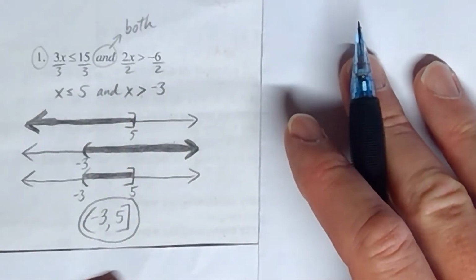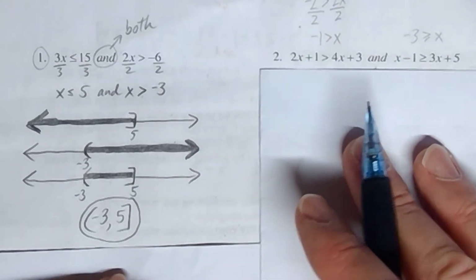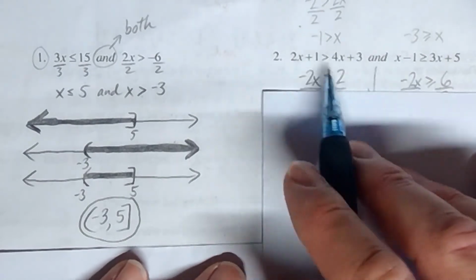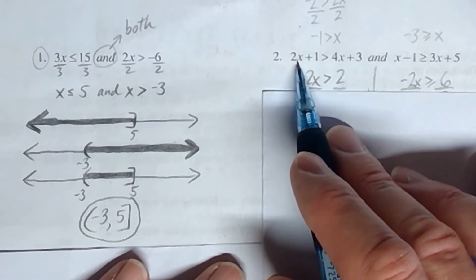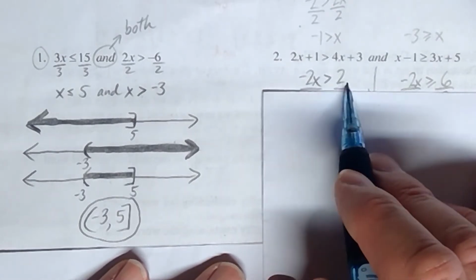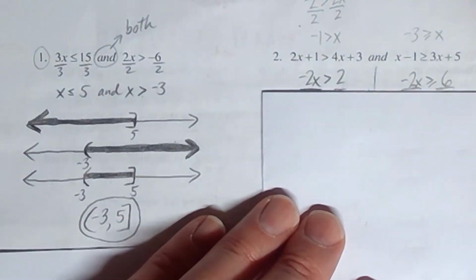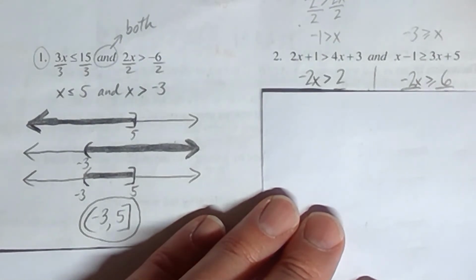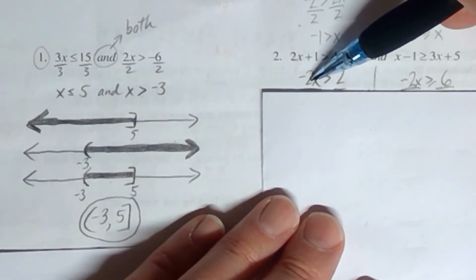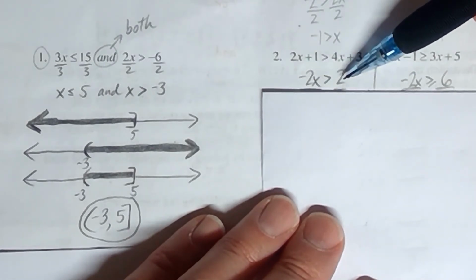Let's take a look at number 2 now. Number 2, if we solve these, I went ahead and moved the 4x over with the 2x and the 1 over with the 3. And I ended up with this right here. But you may have chosen to move the x over to the right instead of over to the left like I did. If you did that, then you divide by 2. And dividing by 2 means you don't flip the inequality. I had to divide by negative 2 based on how mine is written.